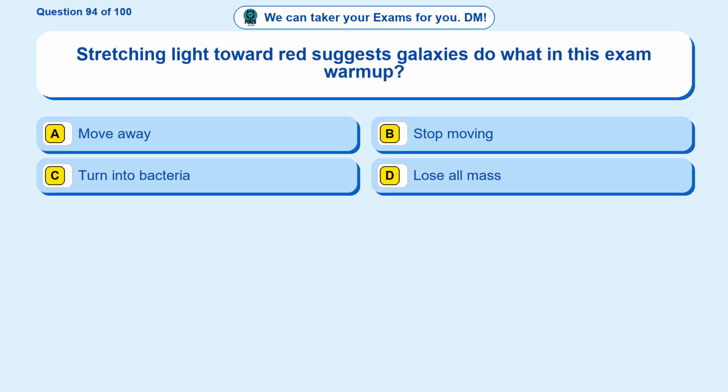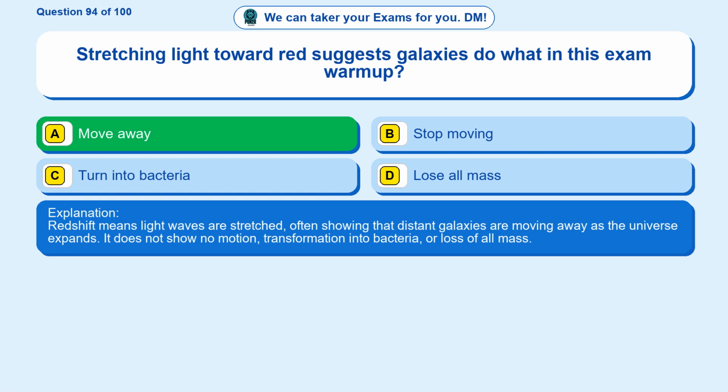Question 94. Stretching light toward red suggests galaxies do what in this exam warm-up? Option A, move away. Option B, stop moving. Option C, turn into bacteria. Option D, lose all mass. The correct answer is option A. Move away. Redshift means light waves are stretched, often showing that distant galaxies are moving away as the universe expands. It does not show no motion, transformation into bacteria, or loss of all mass.